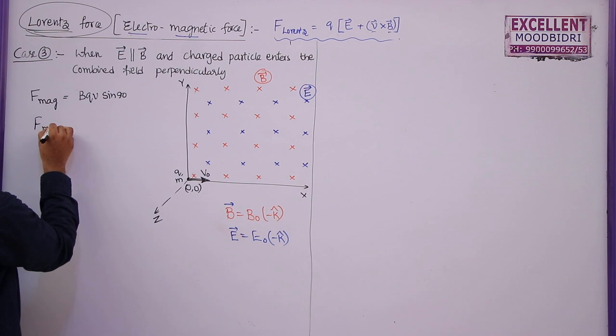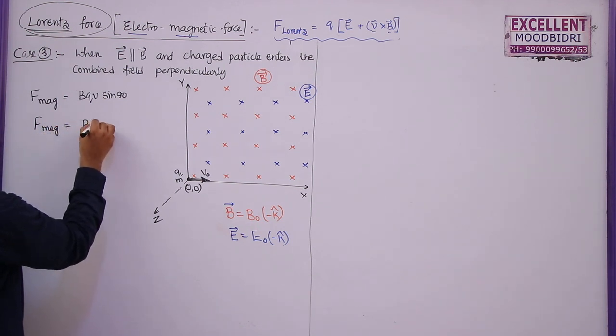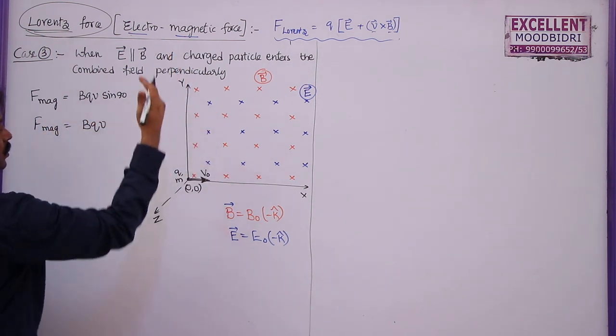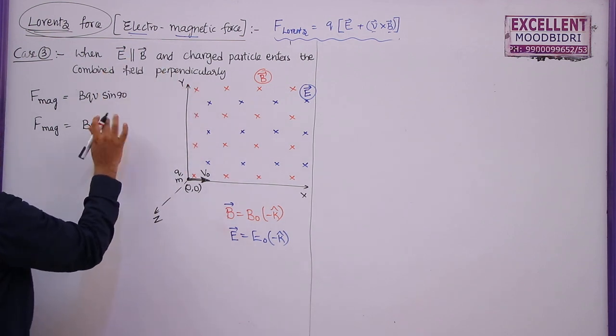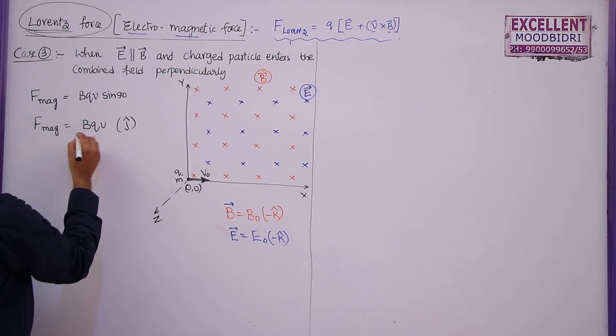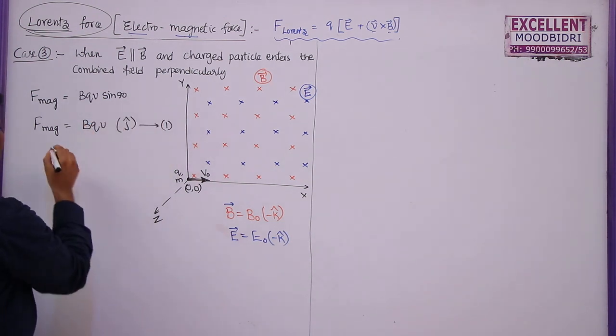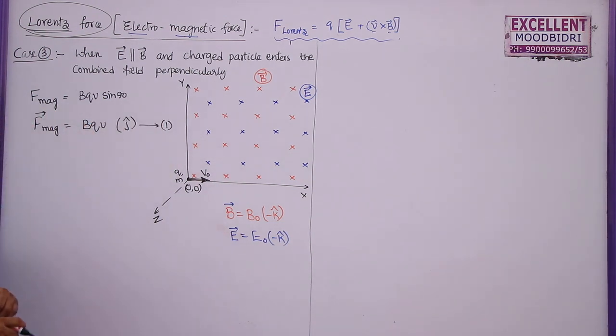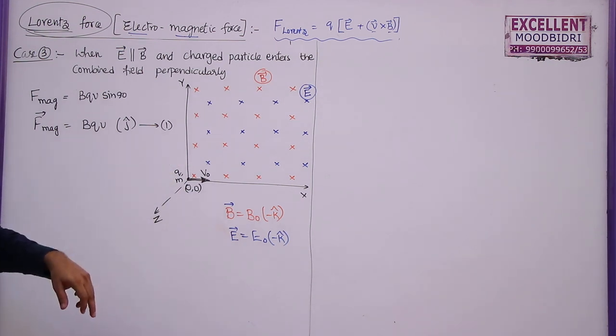So F magnetic is given by BQV, that is along positive y-axis. So this can be written as j cap. So this is BQV, equation 1. Now, what is the direction of the magnetic force here? The magnetic force direction is along positive y-axis.